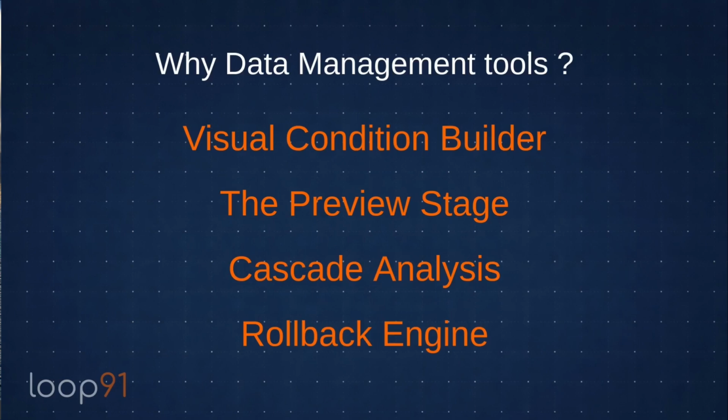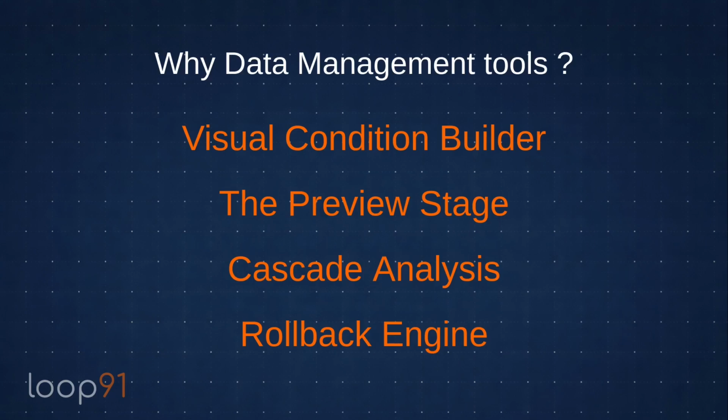Third, the cascade analysis. For deletion, ServiceNow calculates the ripple effect of your actions. It tells you exactly how many SLAs, tasks, or attachments will vanish along with your target records. Fourth, and the most important one, the rollback engine. This is the ultimate safety net. If you realize 10 minutes later that your filter was wrong, you can still revert the entire batch with a single click. It's like a time machine, but for your data.